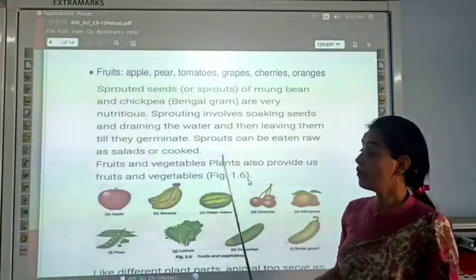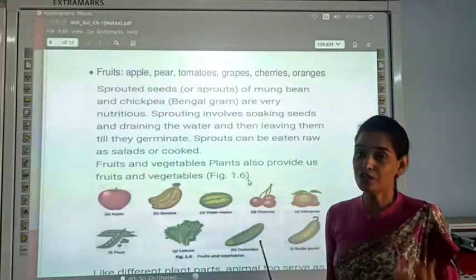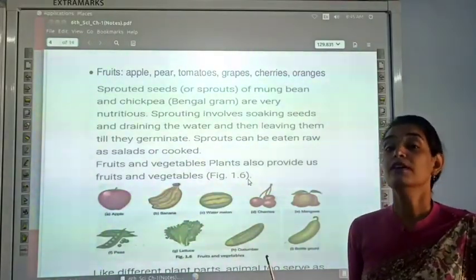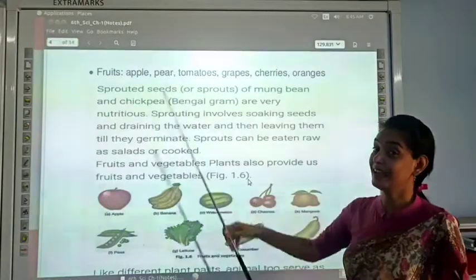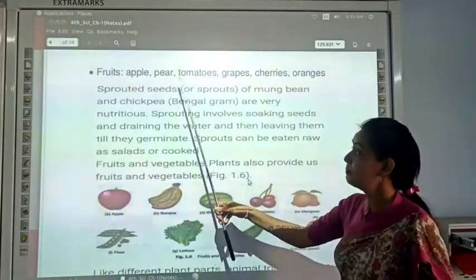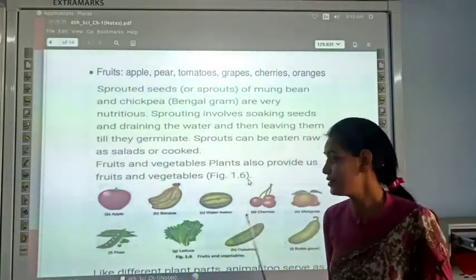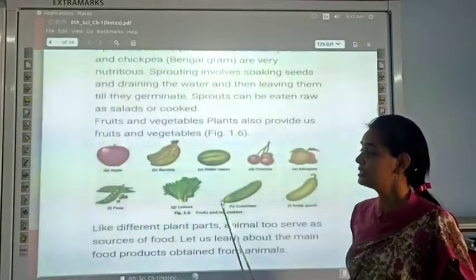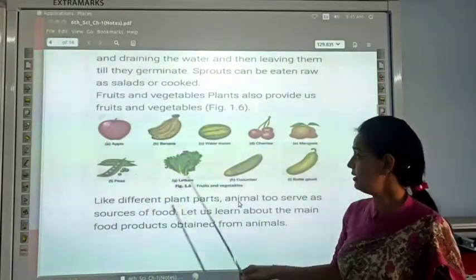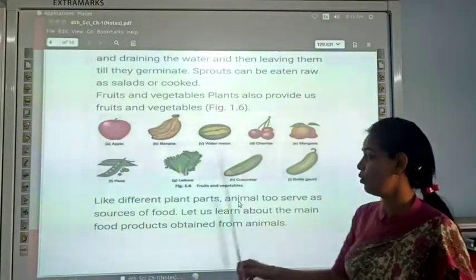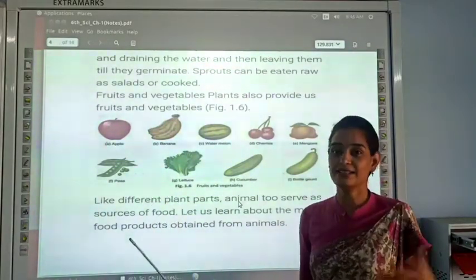So fruits mainly provide fiber to our body. The pulp of the fruit provides us lots of fiber. That is also important to remove the solid waste from our body. So apple, pear, tomato, grapes, cherries and oranges and lots of other fruits which you eat. So from these plants we can eat their fruit part. Apple, banana, watermelon, cherries, mango, peas. Peas is also a fruit of the pea plant. The peas (matar ke daane) are the fruit of these plants.